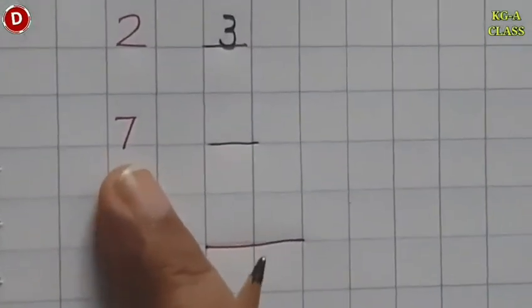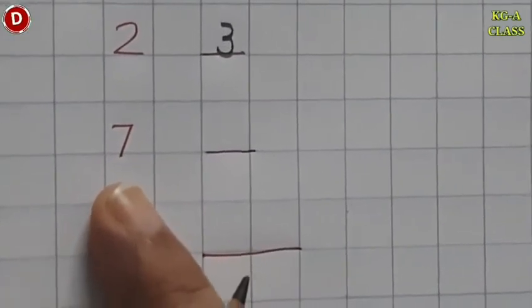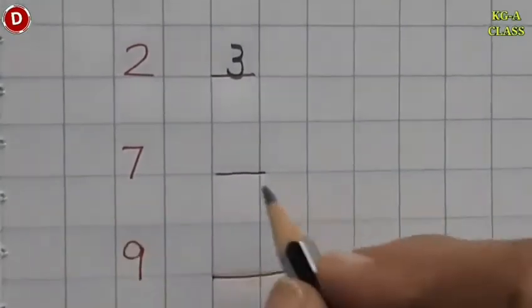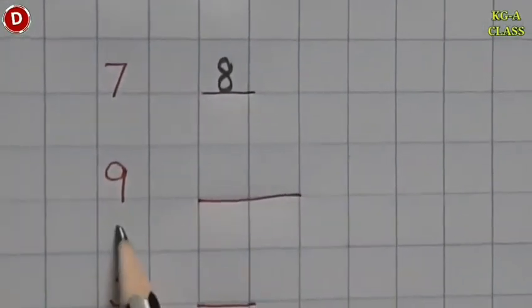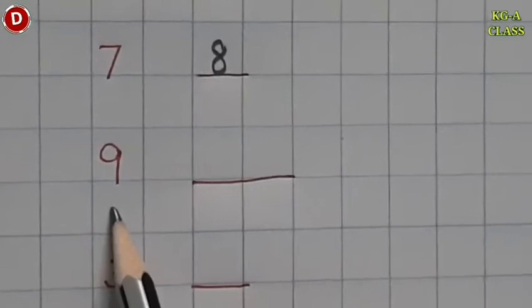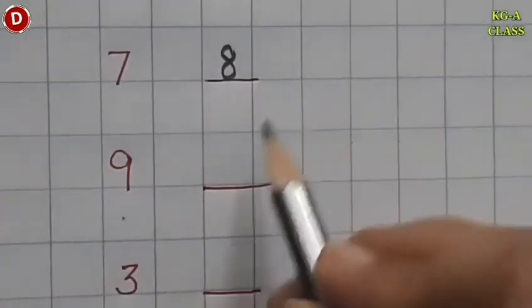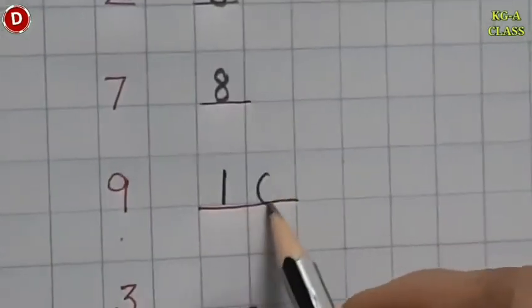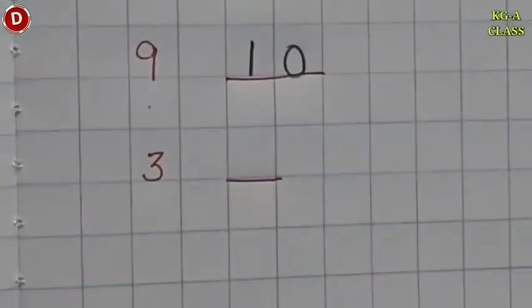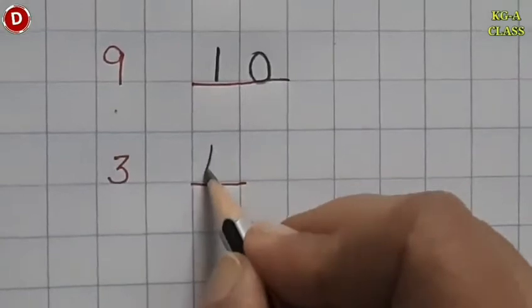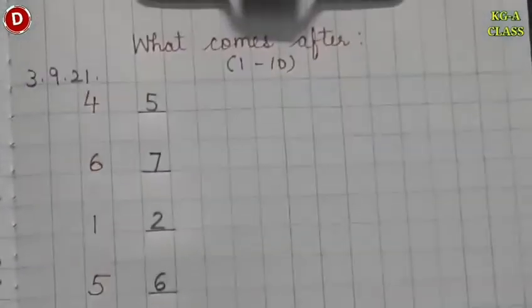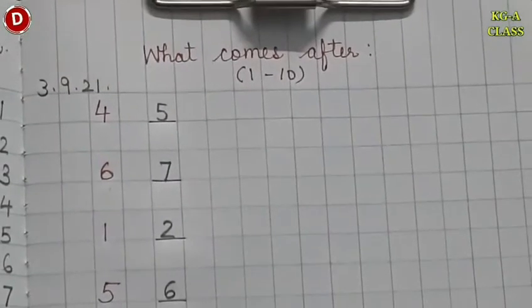Now, the next number is number 7. What comes after 7? After 7 comes 8. Very good. Children, this is number 9. And now tell me, what comes after 9? After 9 comes 10. 1, 0, 10. Write like this. This is number 3. After 3 comes 4. Very true. In this way, children, you have to do what comes after between number 1 to 10 in your notebook.